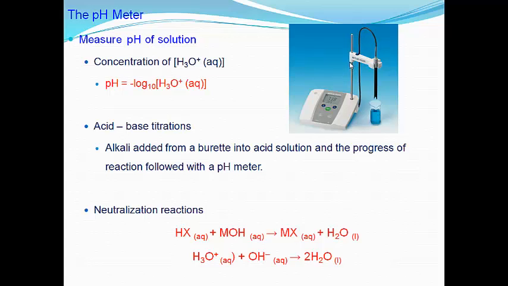Now, this kind of experiment is one that you're going to be doing in the CHEM 1065 laboratory course, particularly determining the concentration of, I think, vinegar in solution, something like that.